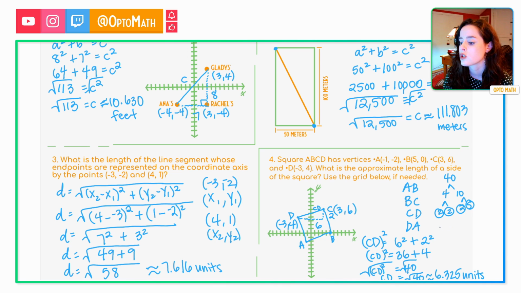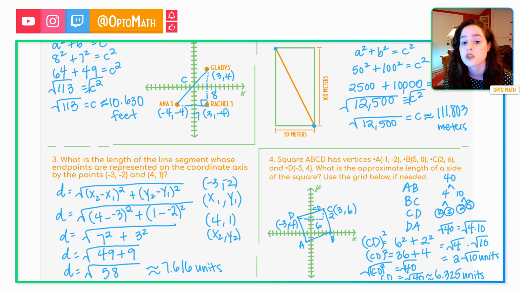Okay, so let's rewrite the square root of 40 as 4 times 10. We know that this 10 is not going to break down any further and it doesn't break down into any squares. But we do know that the square root of 4 is 2, so we want to isolate that. That's the same thing as writing the square root of 4 times the square root of 10. And what's the square root of 4? It's just 2. So that's the same thing as 2 square roots of 10 units. So that's another way to write this answer.